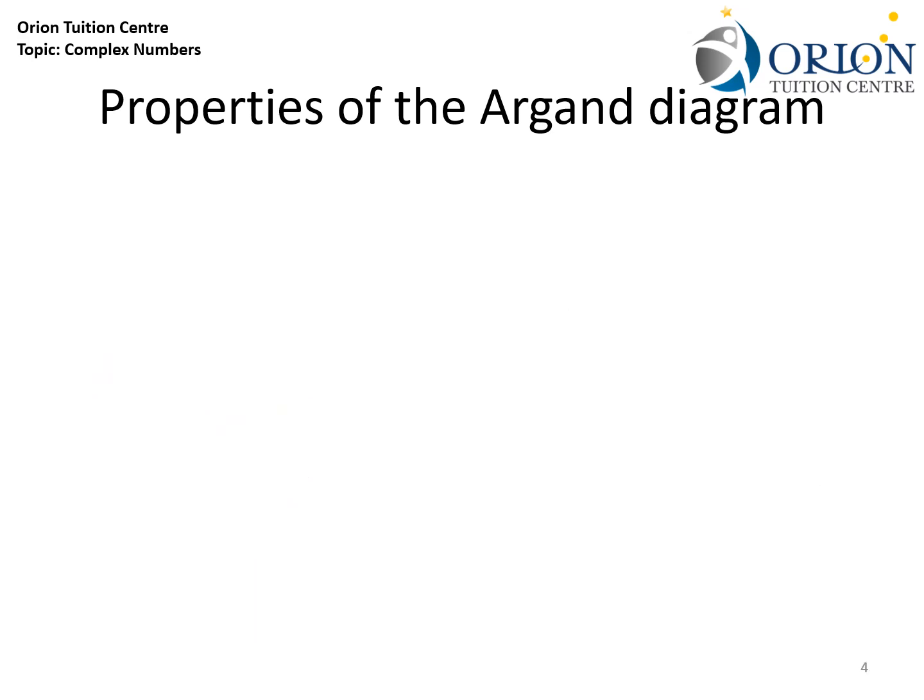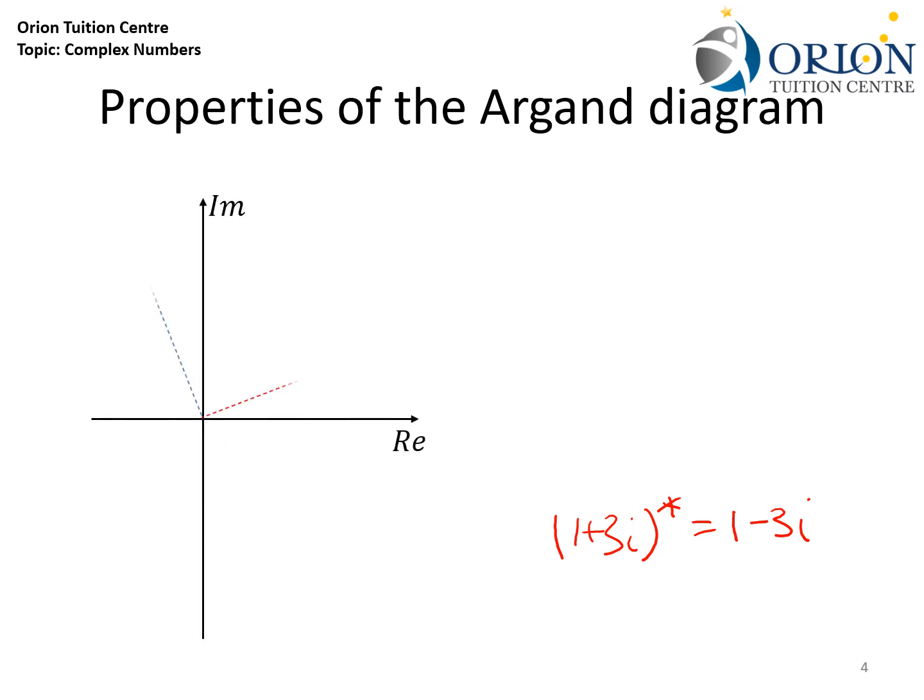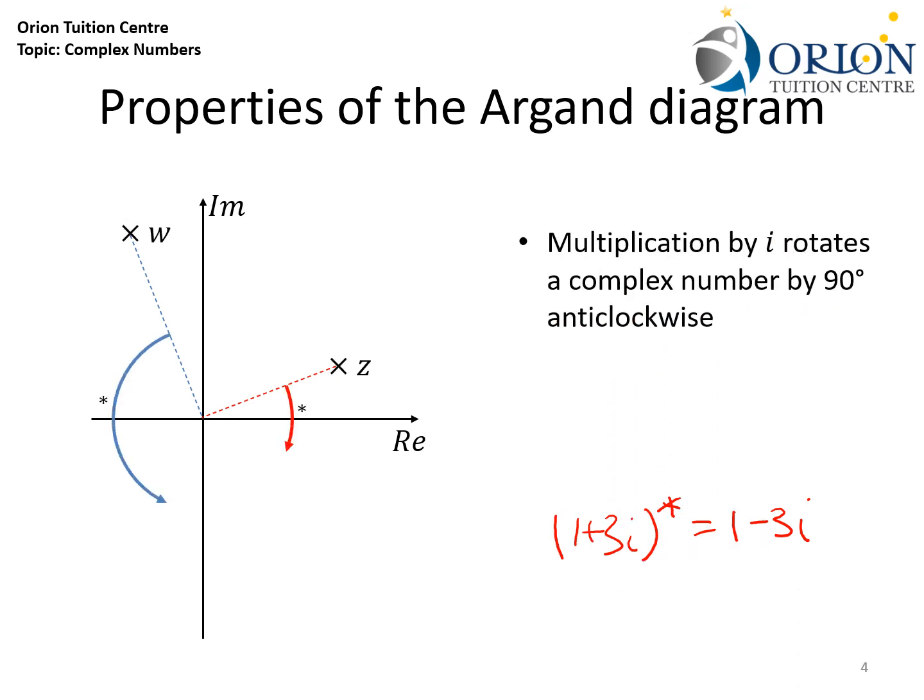When we apply the conjugate to a complex number, the imaginary component experiences a change in sign. For example, 1 plus 3i, when we apply a conjugate, becomes 1 minus 3i. And on the Argand diagram, if we have the complex numbers w and z, the application of the conjugate causes a reflection about the real axis, since the imaginary component changes sign.